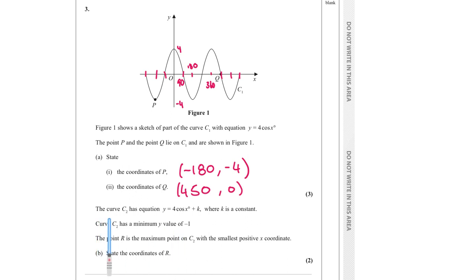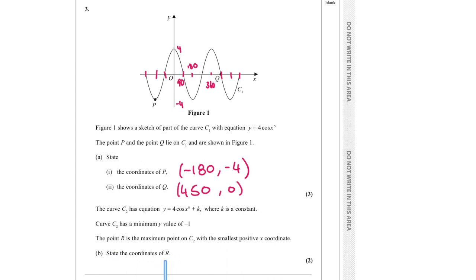Then it says the curve C2 has equation y equals 4 cos of x plus k, where k is a constant. Now this k is on the outside, so it affects y. So it means we're shifting, we're moving it up or down. It's a translation. The curve C2 has a minimum value of y of minus 1. Okay? So the point R is the maximum, which is the smallest. State the coordinates of R.